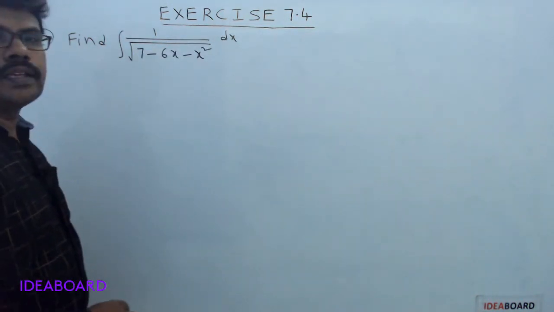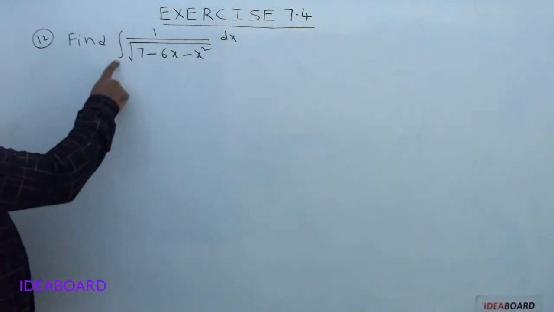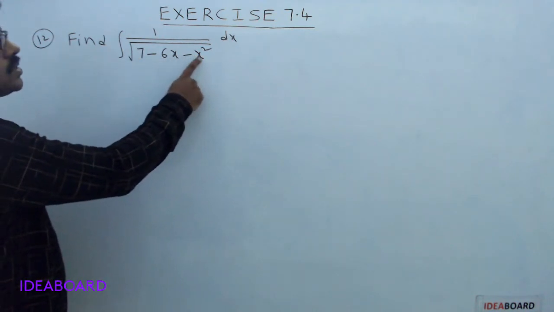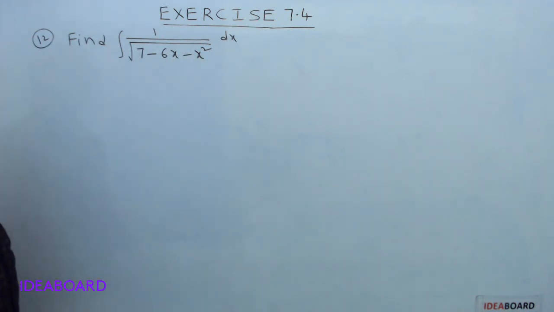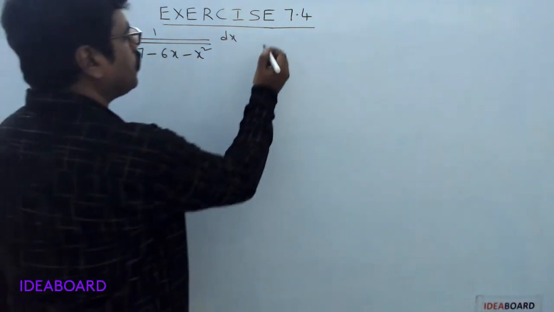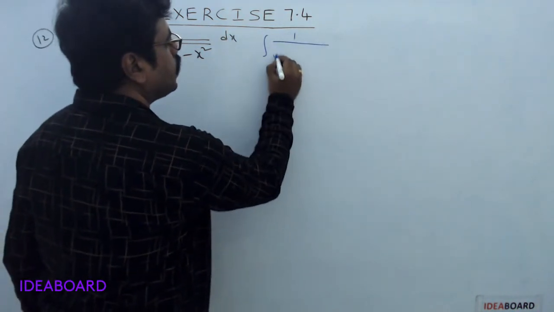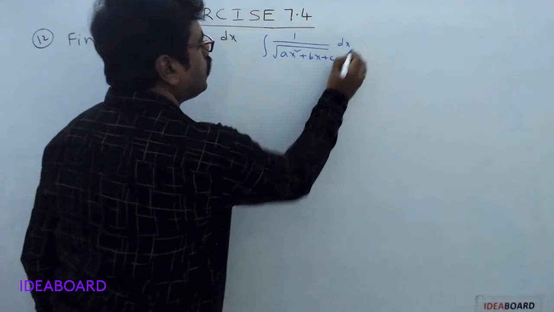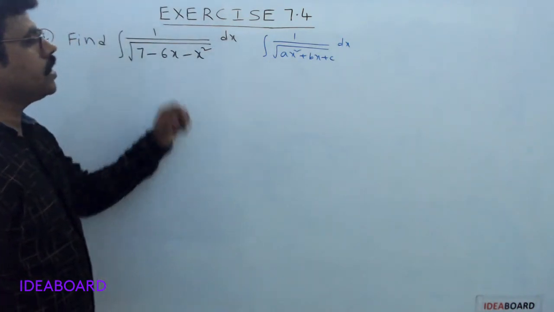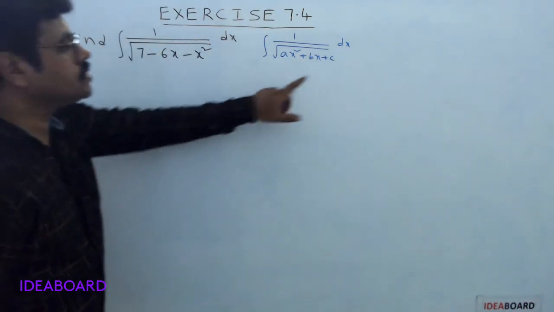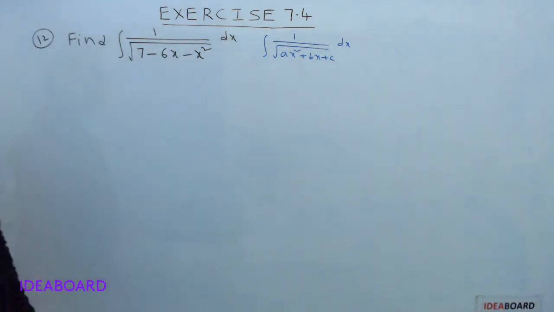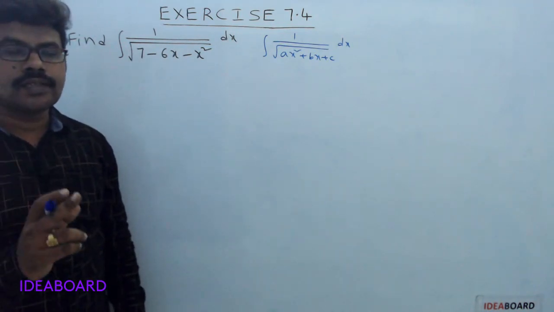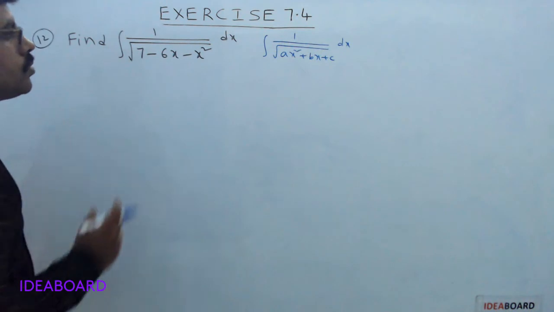See one more problem on the same model. Find integral 1 divided by square root of 7 minus 6x minus x square dx. Now clearly your given problem is of the form integral 1 divided by square root of ax square plus bx plus c dx. Here a value is minus 1, b value is minus 6, c value is 7. Now what is the procedure to solve this type of integrals? First make the x square coefficient a unity. Now come to the solution.